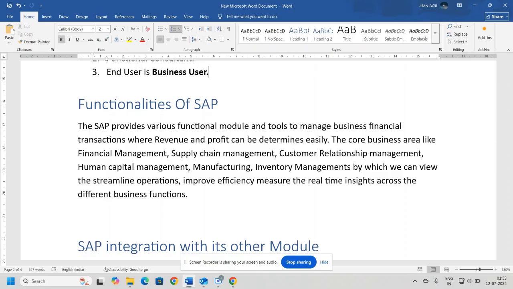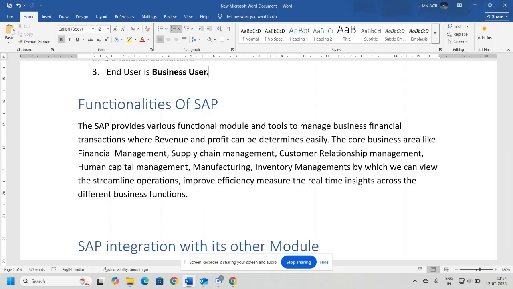transactions. Every business uses its financial accounting and management accounting or cost accounting to ascertain its revenues and profits anytime as they want. The core business areas are financial management, supply chain management, customer relationship management, and human capital management. And in the manufacturing industry as well, inventory management, by which we can view the streamlined operation, improve efficiency, and measure the real-time insights across the different business functions.